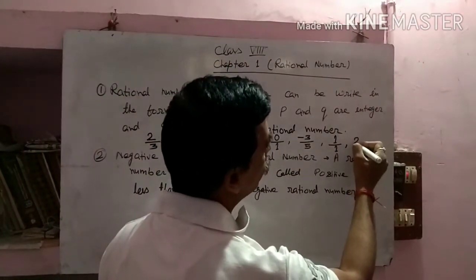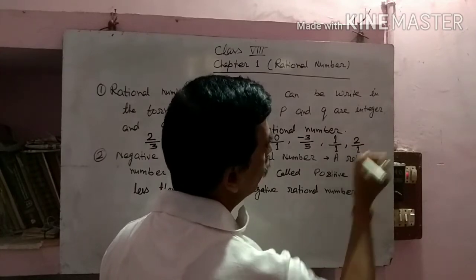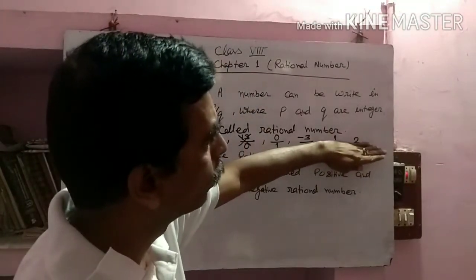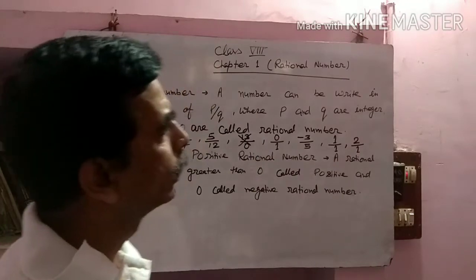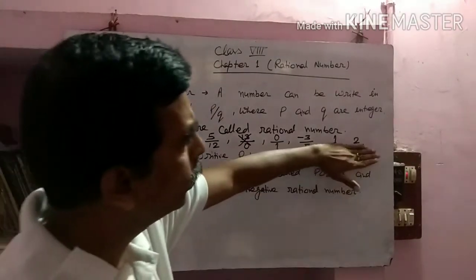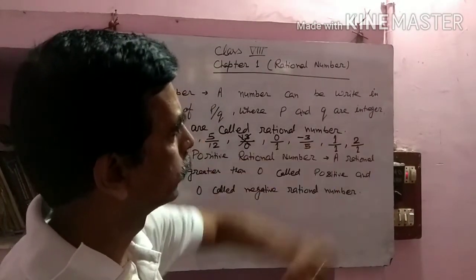Suppose you have written 2. If we write 2 by 1, the value remains 2, unchanged. So 2 by 1 is also a rational number. So 2 individually is also a rational number.